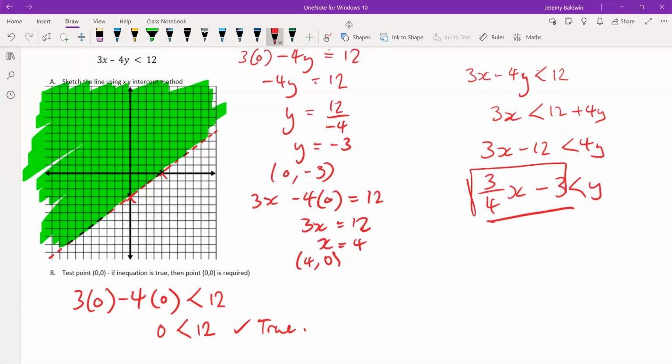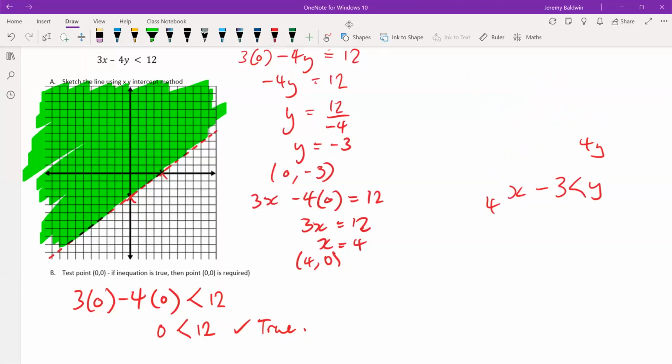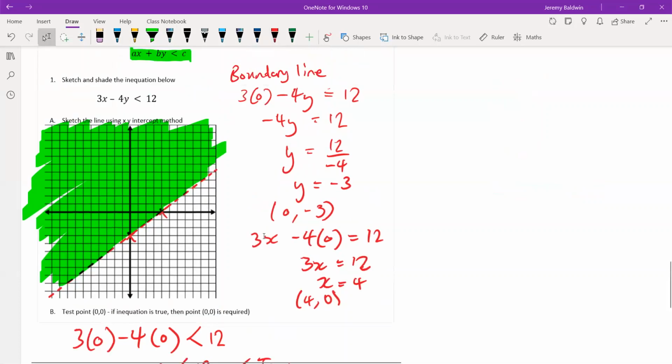That's the equation for the boundary line as well, in a different format. So y is greater than. You know you've done it right when you've shaded upwards, by looking at that as well. But yeah, testing a point will always work, and the best point to test is 0, 0, because it's going to be easiest to substitute and solve. So there's the two ways of sketching.